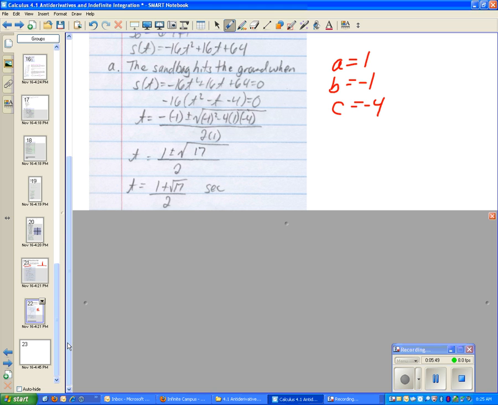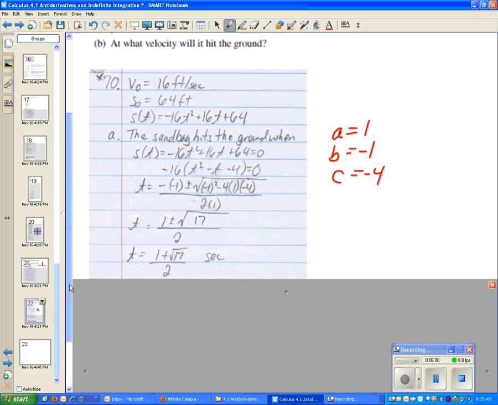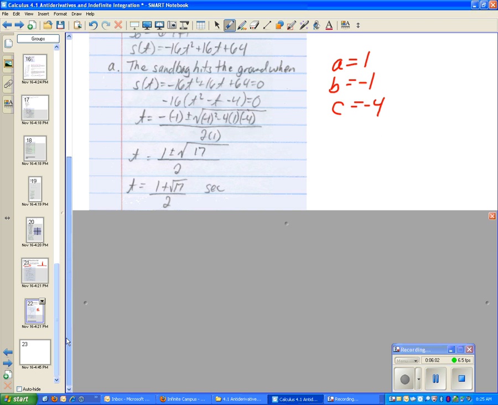And if you want to simplify that, you can. You don't need to. All right? So we've answered part A. You with me on part A? Part B. At what velocity will it hit the ground? Well, if I'm going to find the velocity, I need to know the velocity function. How am I going to get the velocity function? Take the derivative of the position function.